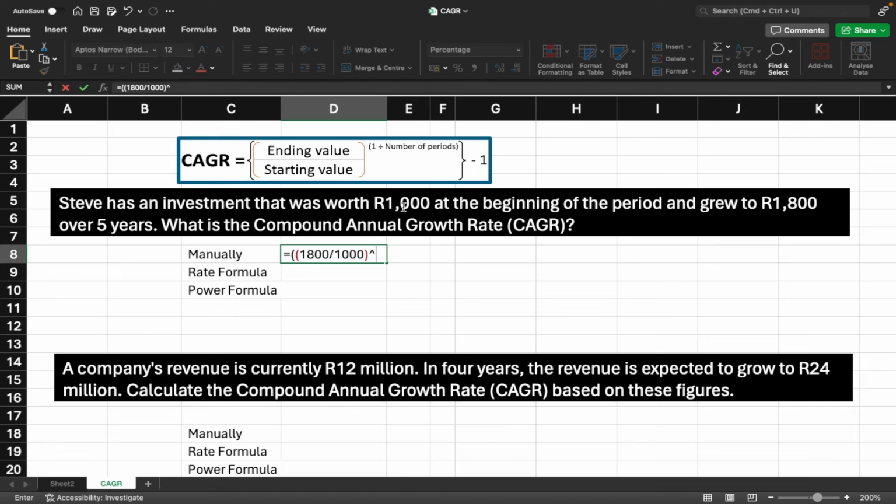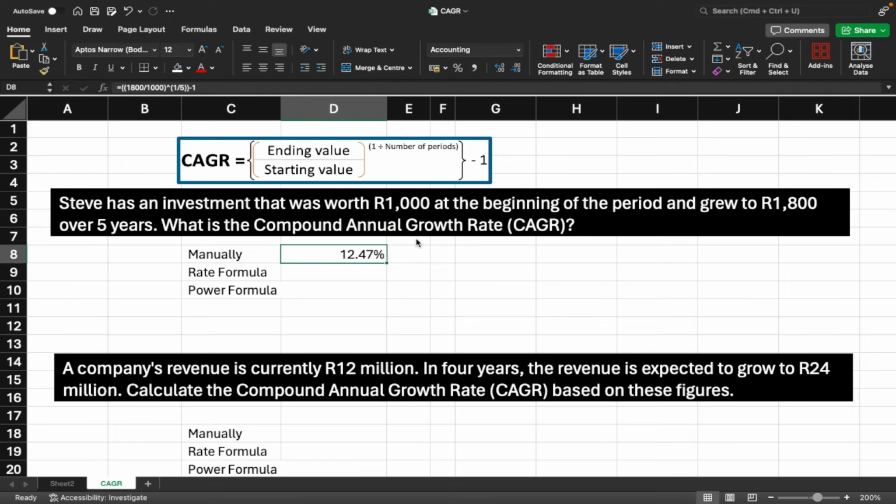So I'm going to press the power sign. You can see here it's like an arrow pointing upwards. You'll just have to find it on your keyboard, and you will put that, and then I'm going to open the bracket. Okay, you have to open the bracket here so that you can do the division. So that's going to be 1 divided by 5. And then I close the bracket. Remember, after you put the power sign, you have to open the bracket and then put the 1 divided by the number of periods, and then you close the bracket. And then once you've done that, you close the bracket again to make sure that everything within these big brackets is calculated first before you deduct 1. So I'm going to minus 1, and then I will click on enter.